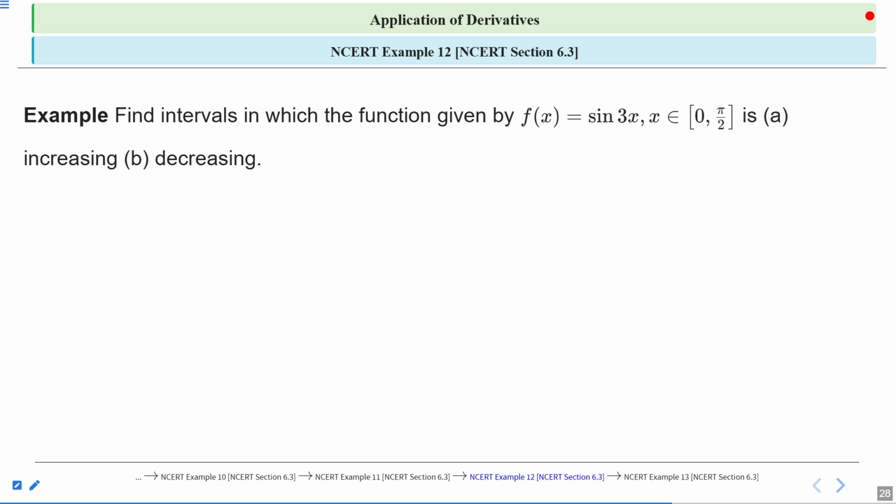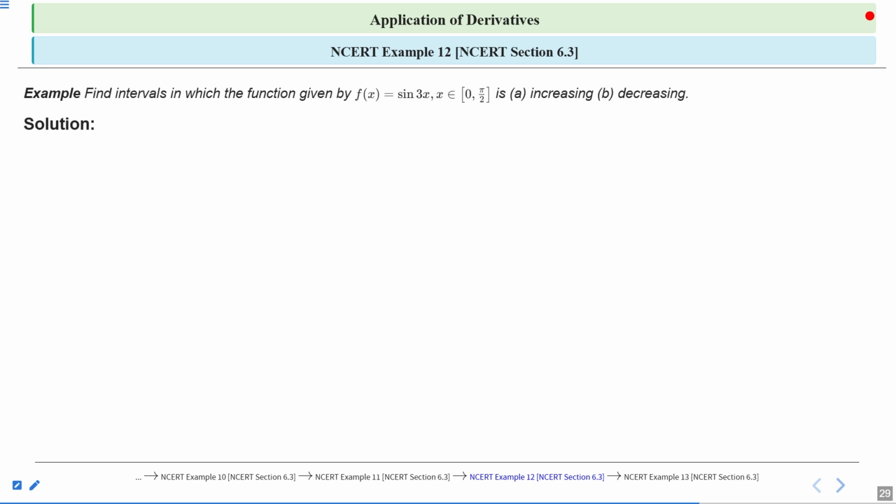Again, see, f(x) is equal to sin 3x. So we will try to differentiate f(x), right? So we will try to calculate f'(x), and we will try to see in which interval f'(x) is less than 0. If it is less than 0 in a particular interval, then it is decreasing. And if it is greater than 0 in a particular interval, then it is increasing, right? So in this way, you can try to approach this question. So let's see the solution part.